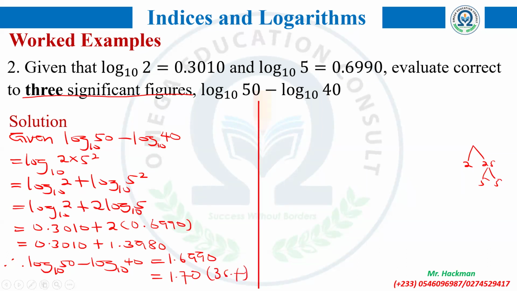Akosia, your hand is up. Mr. Akman, please, what you've done, is it for log base 10 of 50, or for log base 10 of 50 minus log base 10 of 40? Your conclusion. No, no, you did only one term.